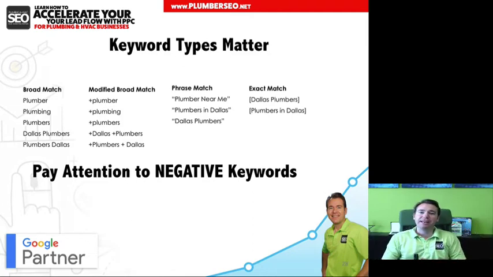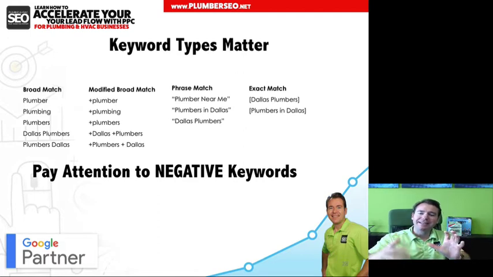So if you're just typing in plus Dallas plus plumber, that means for that particular match type, they could have typed in best plumber in Dallas, right? It's not the same, but that's what we do with broad match modified keywords. And I tend to say it's a great place to start a campaign.